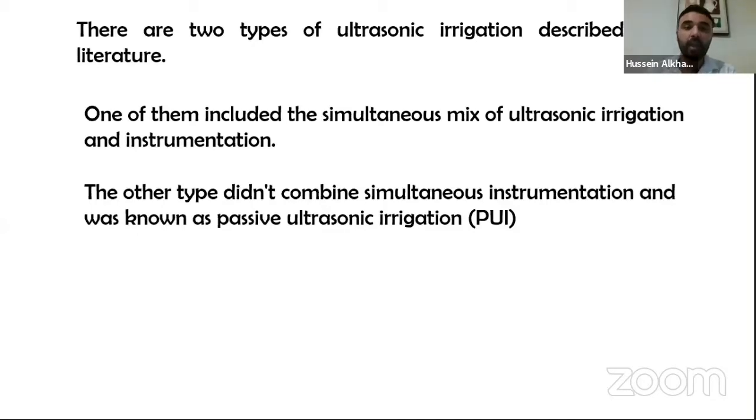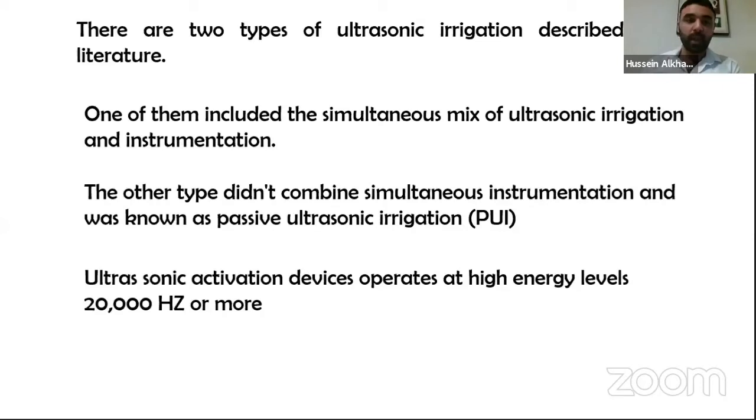The other type, which is called passive, as it didn't contain instrumentation, just contained the activation of irrigation solution, known as passive ultrasonic irrigation. Ultrasonic activation devices, as we said, operate at high energy level, 20,000 hertz or more.